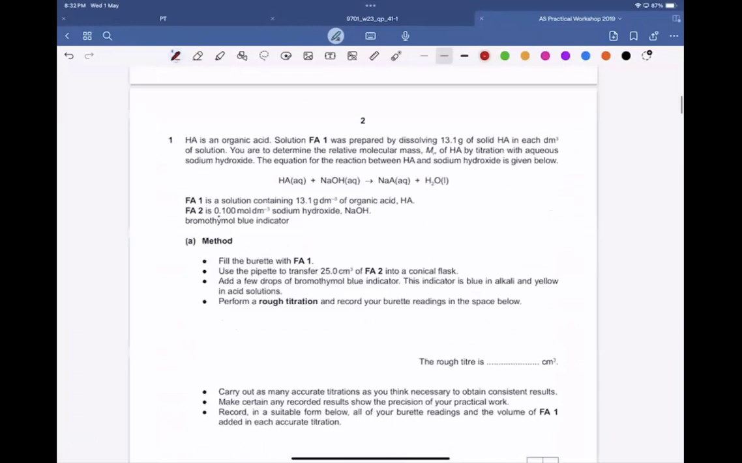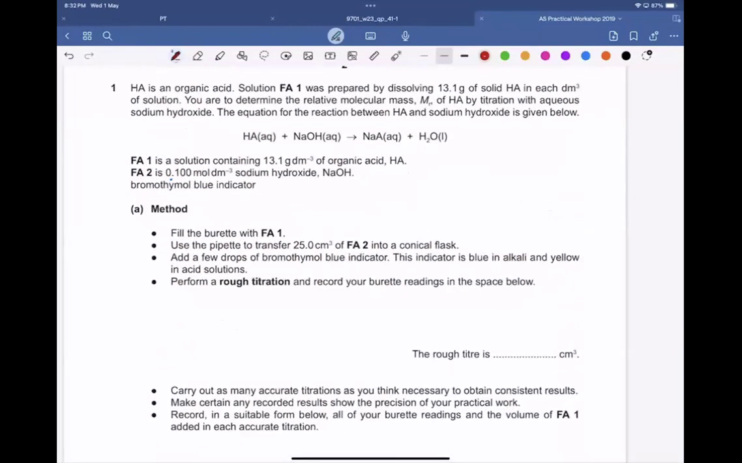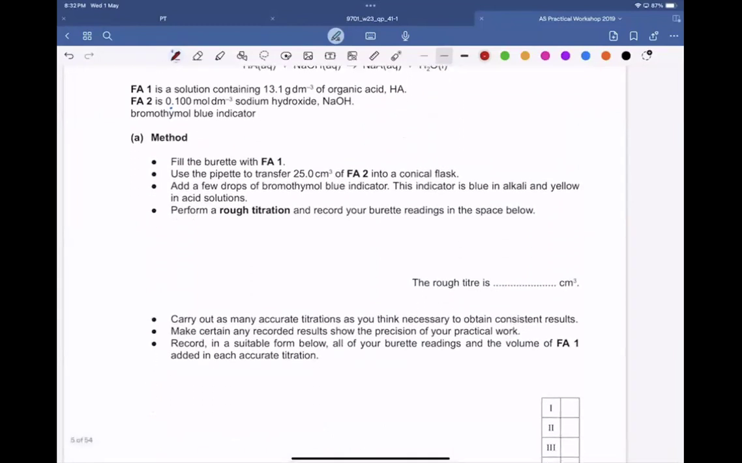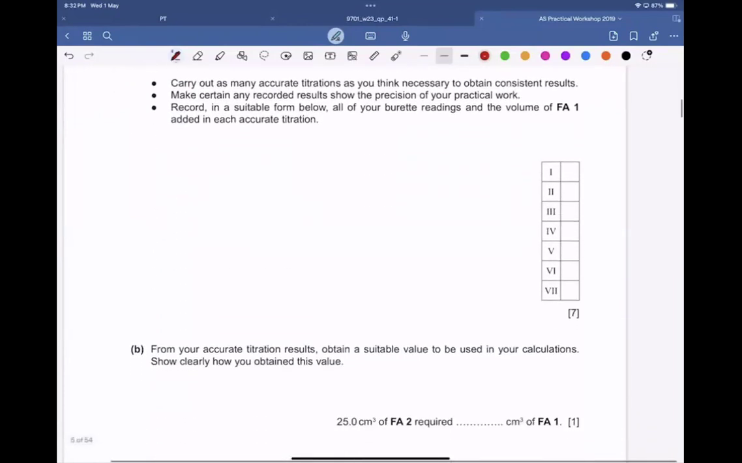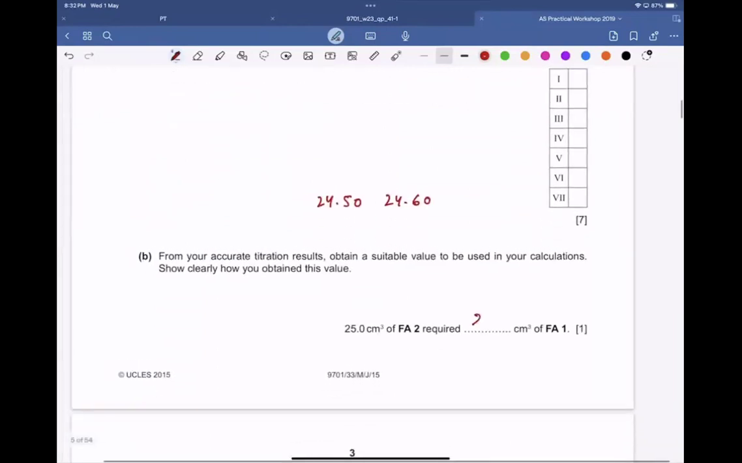Okay, now have a look at another question. Let's assume rough readings and then do the calculation. For example, we got 25.00, and here we got two readings. One is 24.50 and the other one is 24.60. So when we take the average, it would be 24.55. Is it clear?